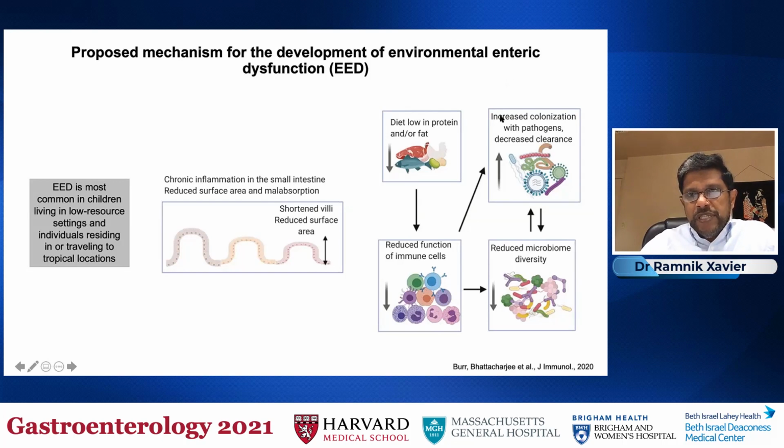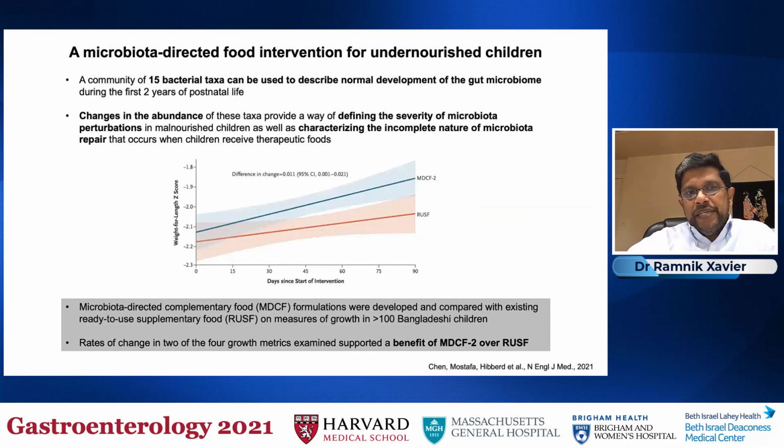What these studies, most of them led by Jeff Gordon, have taught us is that it's triggered by a diet that is low in protein or fat, which results in increased colonization of pathogens that are hard to clear in these children. The immune cells also function poorly, and the microbiome diversity is altered as you get environmental enteropathy. Jeff Gordon and colleagues went on to identify, by studying children born in Bangladesh who developed EED and those in Malawi, a community of 15 bacterial taxa that, when present, contribute to normal development of the gut microbiome during the first 2 years of life.